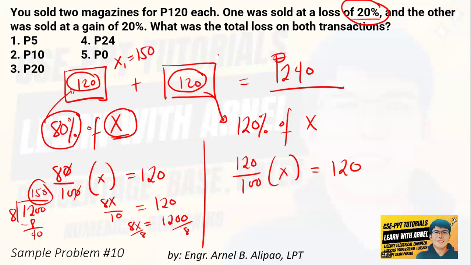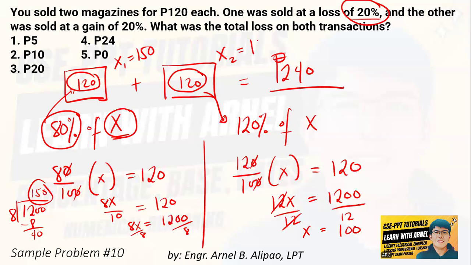How about your original price for your second magazine? So this is it. Cancel the 10s, and then you cross multiply. We have 12x is equal to 120 times 10. We have 1,200. Divide both sides by 12. Your x is 100. So meaning your x2 is 100. Now this is the original price for the first magazine, and this is the original price for the second magazine.